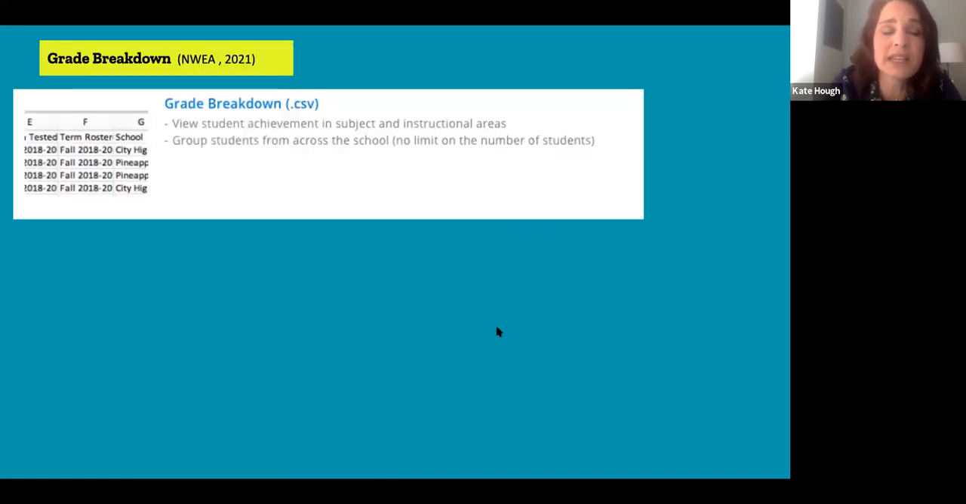So to begin, I think probably most people are familiar with the grade breakdown. They didn't have an actual example, but I think, again, most people have seen this. It lists your students. You can sort the students from high RIT score to low. And what I really do with the grade breakdown is, of course, highlight students that have already been identified.